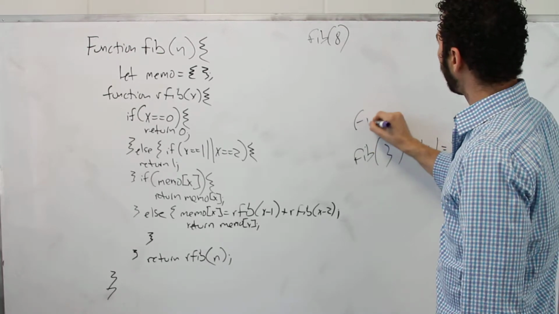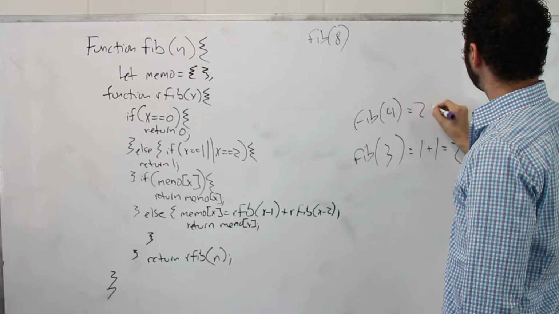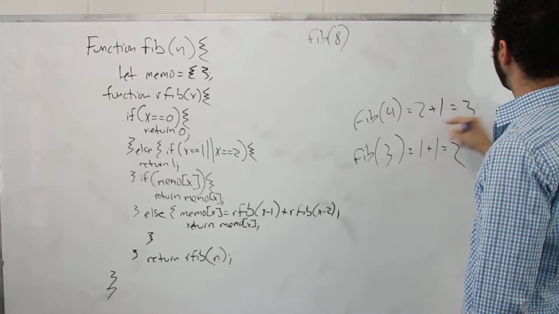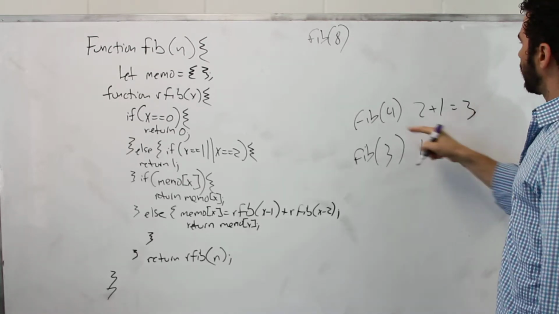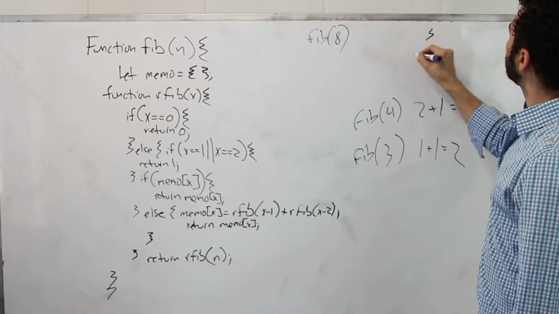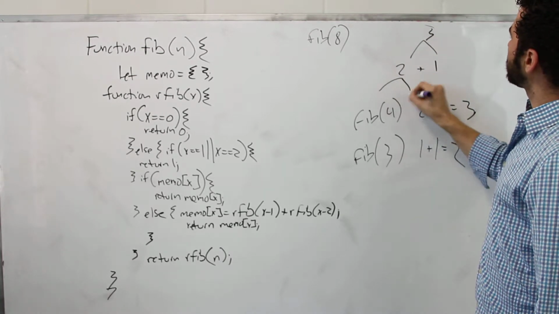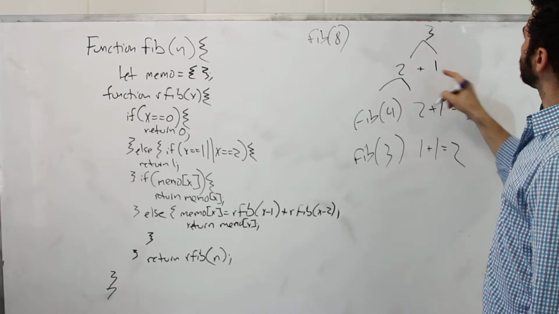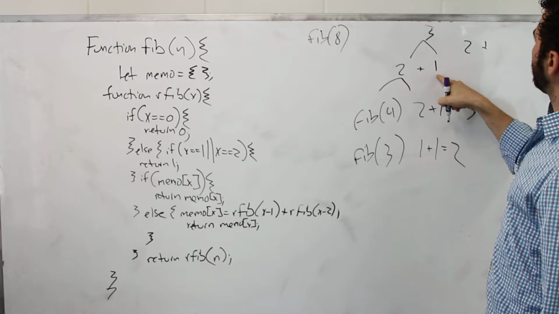So now we go to fib of 4. And fib of 4 is equal to 2 plus 1, which is equal to 3. And we get fib of 4 by recursively calling fib of 3. So fib of 3 is 2 plus 1. Now this breaks down into 1 plus 1 plus 1. So this side is 2 plus, and the right side is 1.